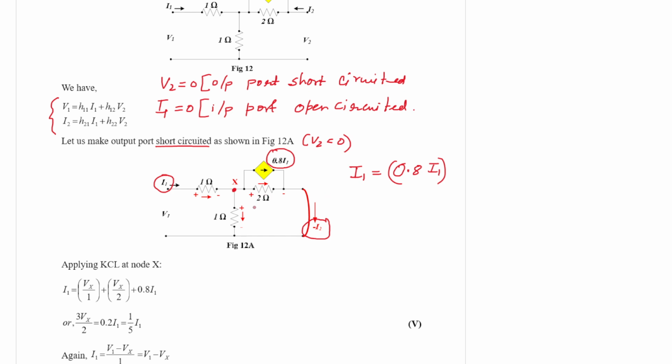Now the next leaving current should be flowing through this 2 ohm resistor, right? Let me put it down as the current through the 2 ohm resistor. And the third current should be flowing through this 1 ohm resistor. So these three currents are leaving from node X.